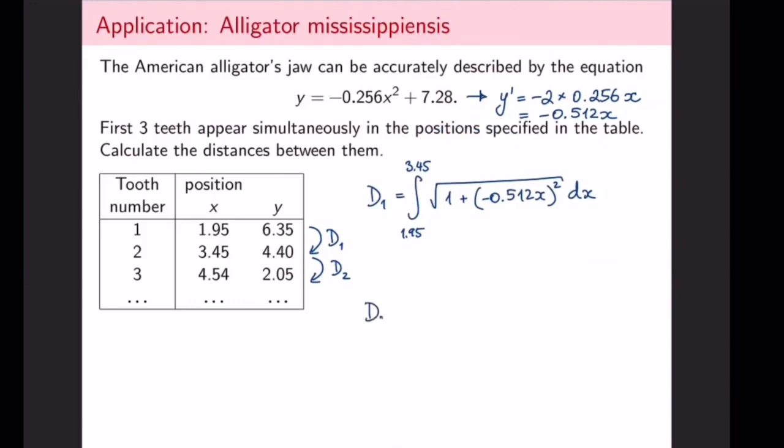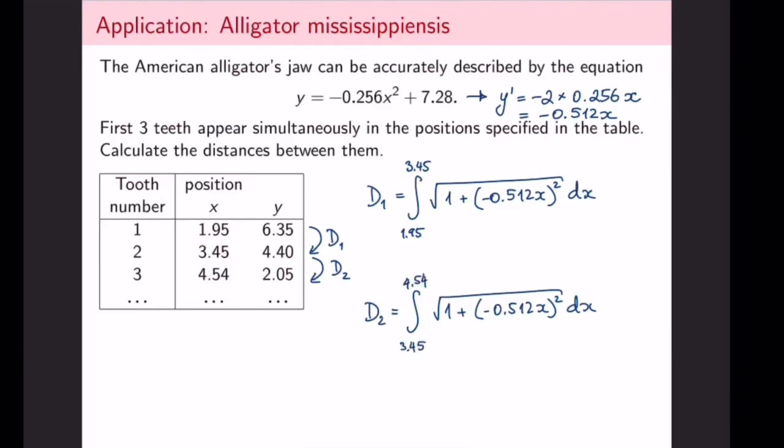The computation for the second distance is going to be very similar. In fact, once you've set up your integral, all you have to do is alter limits of integration, because these are the only things that will change. Other than that, your function inside doesn't quite change because you're operating on the exact same curve as you were before, right? So my integral itself is the same, but now the limits of integration change. For D2, I would like to know the distance between the second and third teeth, so I'm going to plug in the corresponding points for the second and third x positions.